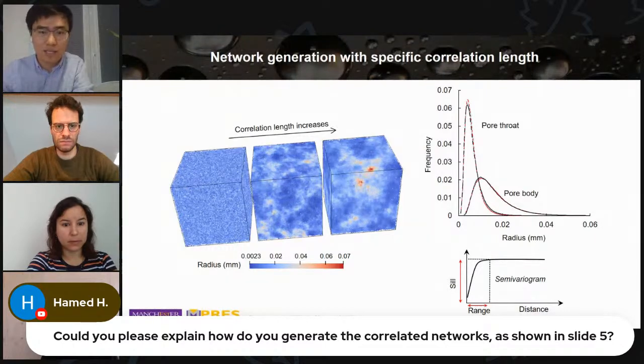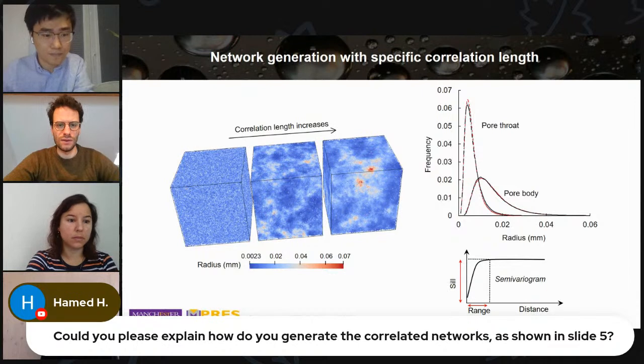But here the sample should be big enough. If it only has several pores or several hundred pores, it's difficult to guarantee the correlation length, because the field is random. It should be large enough to have the correlation length.